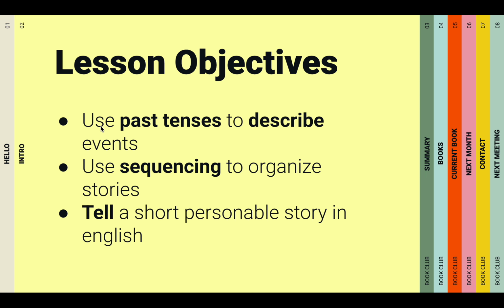Lesson objectives. Use past tenses to describe events. Use sequencing words to organize stories, and tell a short, personable story in English. Also, do not mind the background noise, that is the rain.